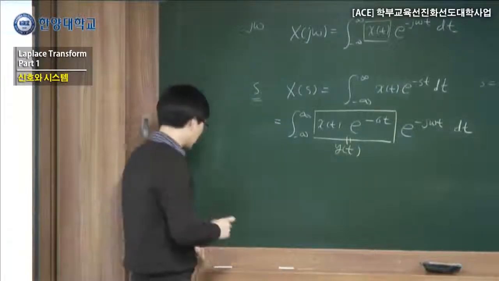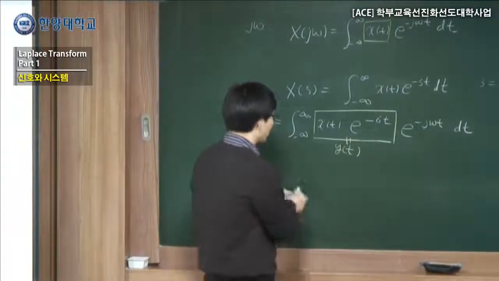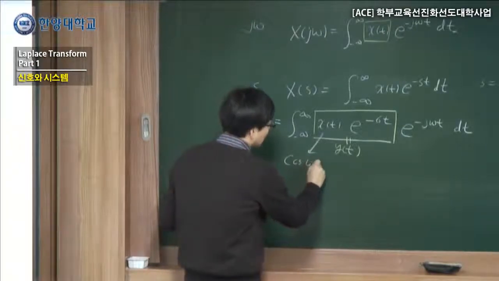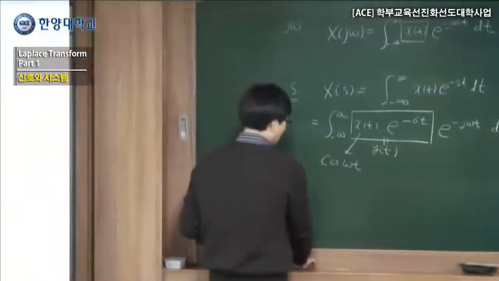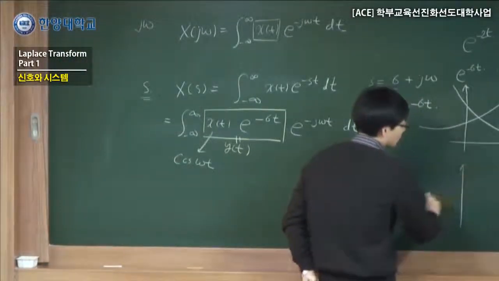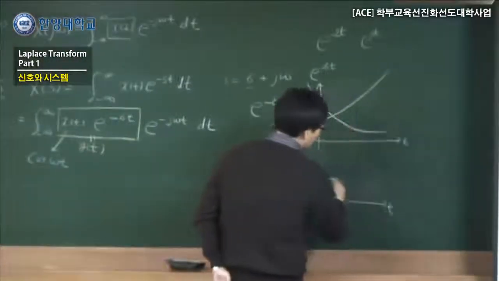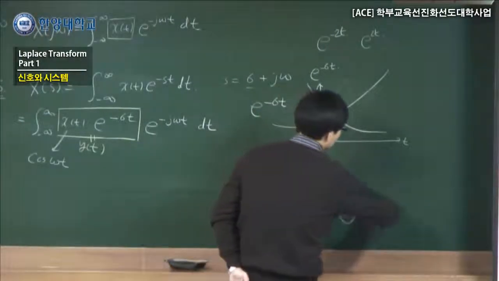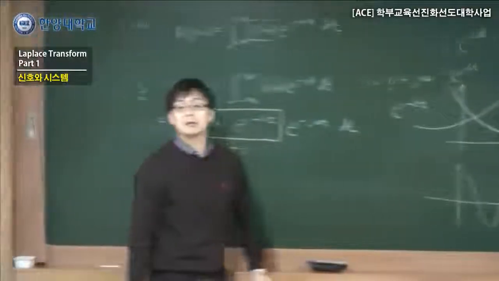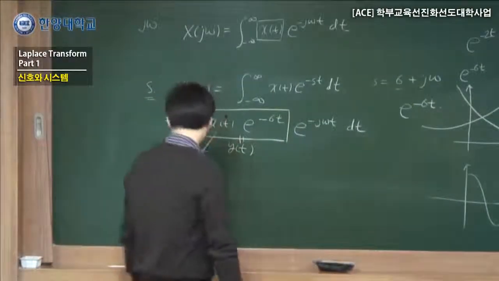So let's bring on another example. Say that this is our cosine omega t. In time domain, our cosine omega t is given by like this.